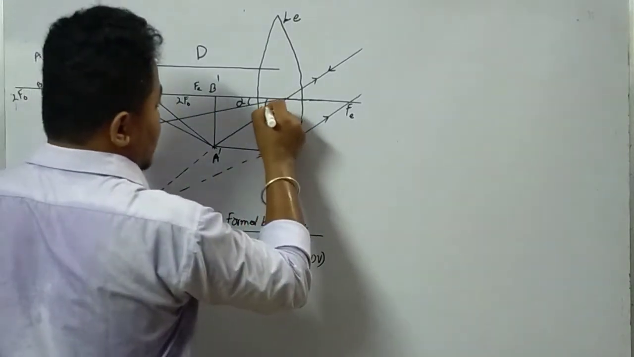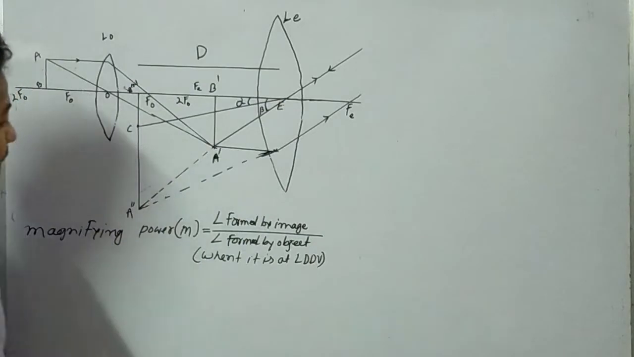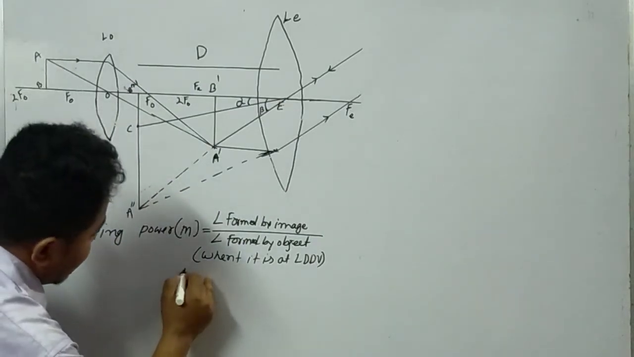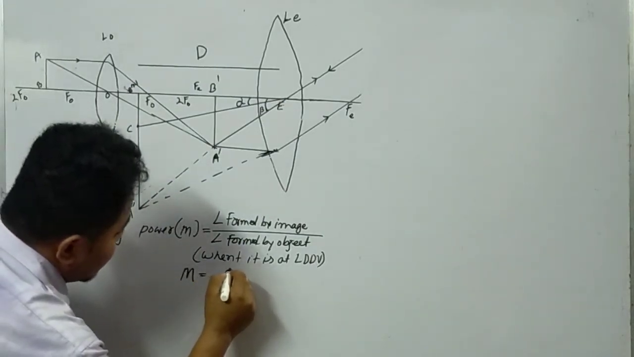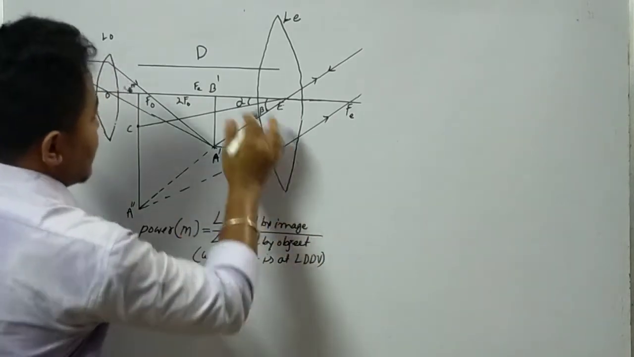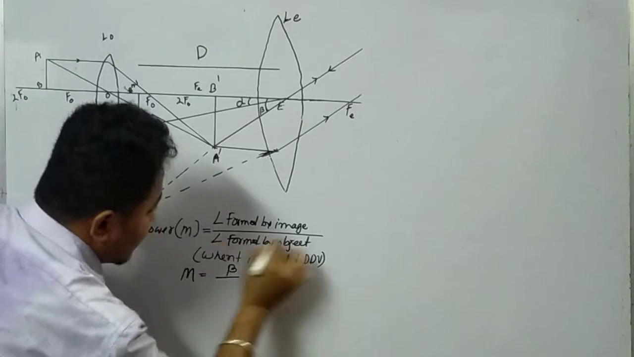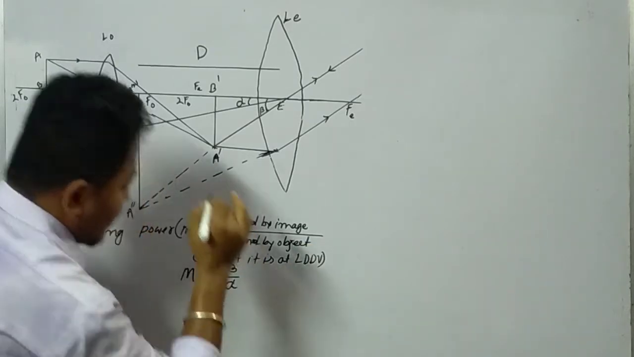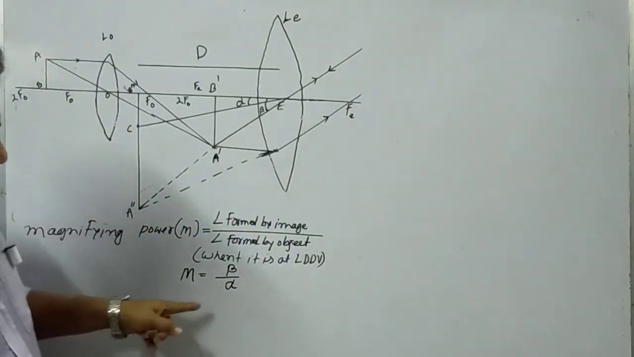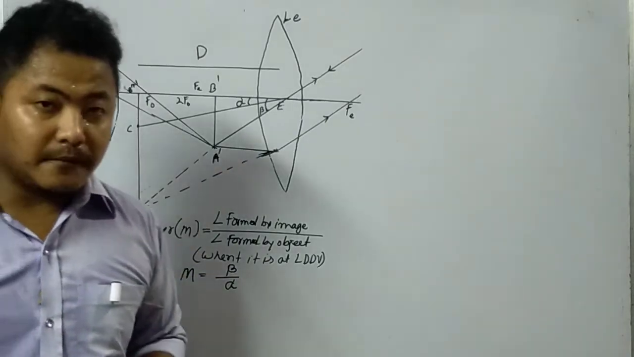So this is beta and this is alpha. That means we can write that M is equal to the angle formed by the image, beta, over the angle formed by the object, alpha. So M is equal to beta by alpha.